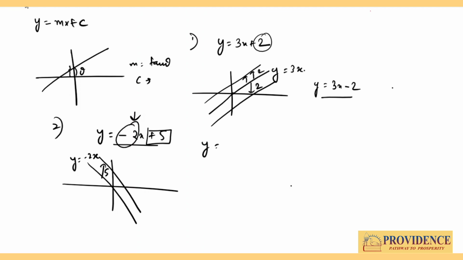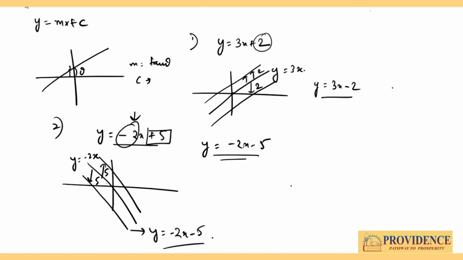And if you were given y equals minus 2x minus 5, it will be a graph like this, where this y equals minus 2x graph will be lowered by 5 units. So this will be y equals minus 2x minus 5. Okay, so for any given straight line, we can actually estimate the graph like this.